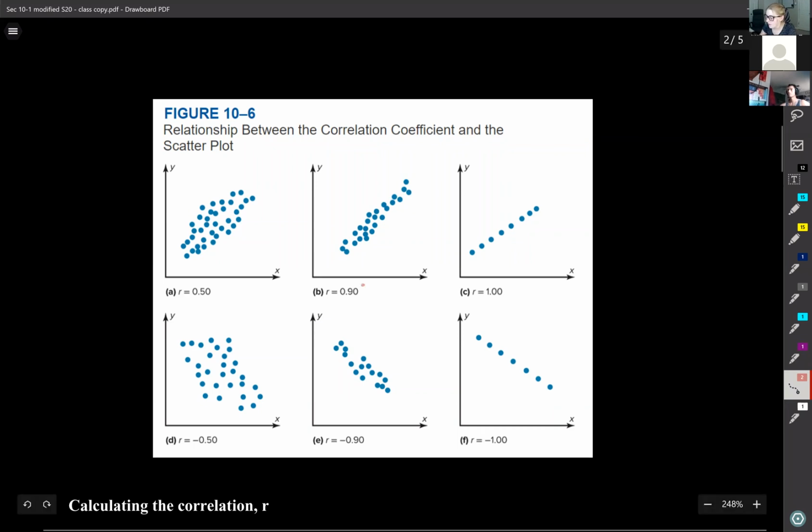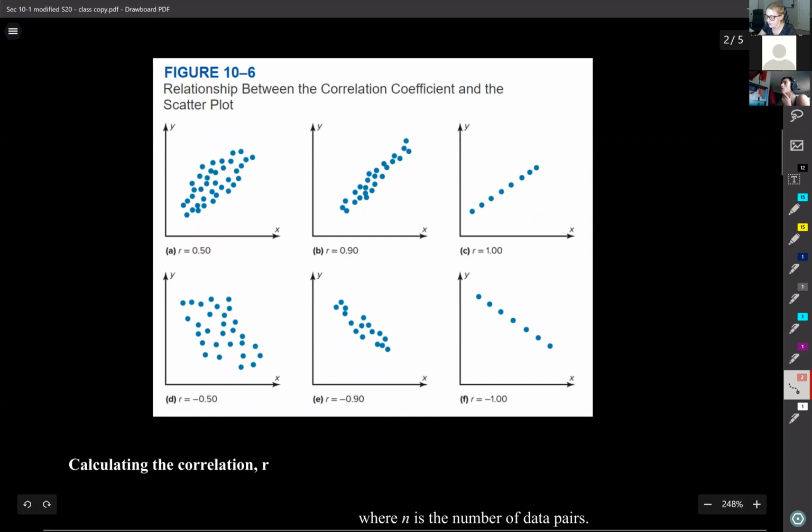And then we have an example where R is 0.9. So these are definitely positive because as one increases, the other does. And these are more in a line. The blob is a little thinner here, and they definitely resemble more of a line. Then we get to a perfect R of 1, and they are just a line, basically.